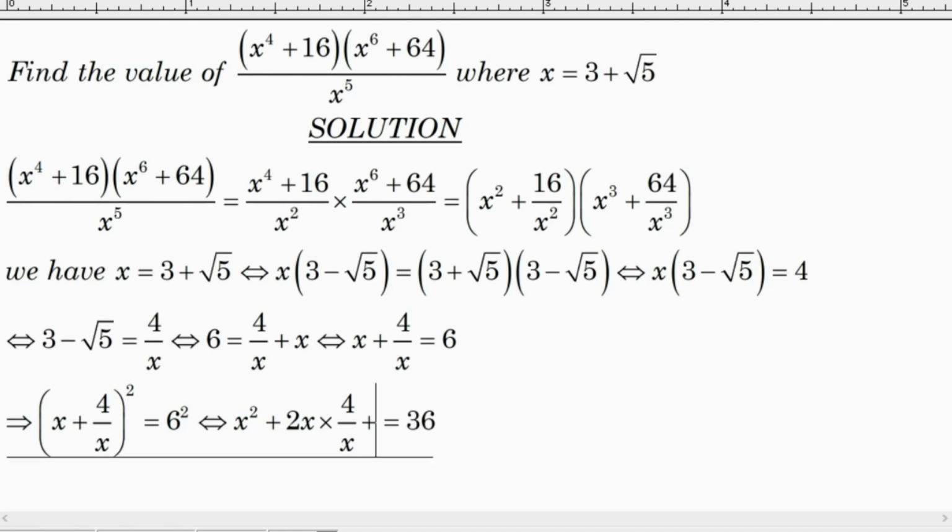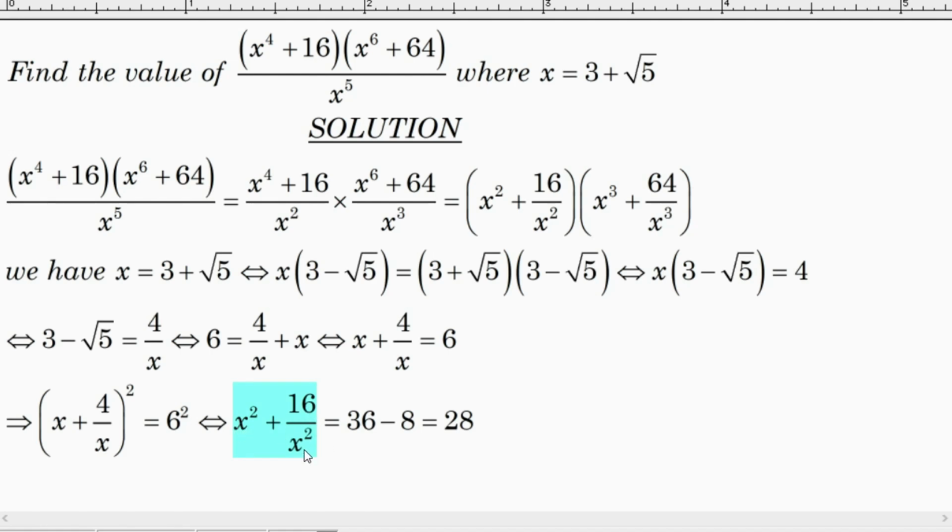So here's equal to 16 divided by x squared. Okay, and then x here and x here can just simplify with each other. So that will be equal to 2 times 4. Okay, so 2 times 4 equal to 8. And then we move 8 to the right hand side of the equation. That will be turned to minus. Okay, so 36 minus 8 then equal to 28. Okay, alright, now we have found the answer for x squared plus 16 divided by x squared.